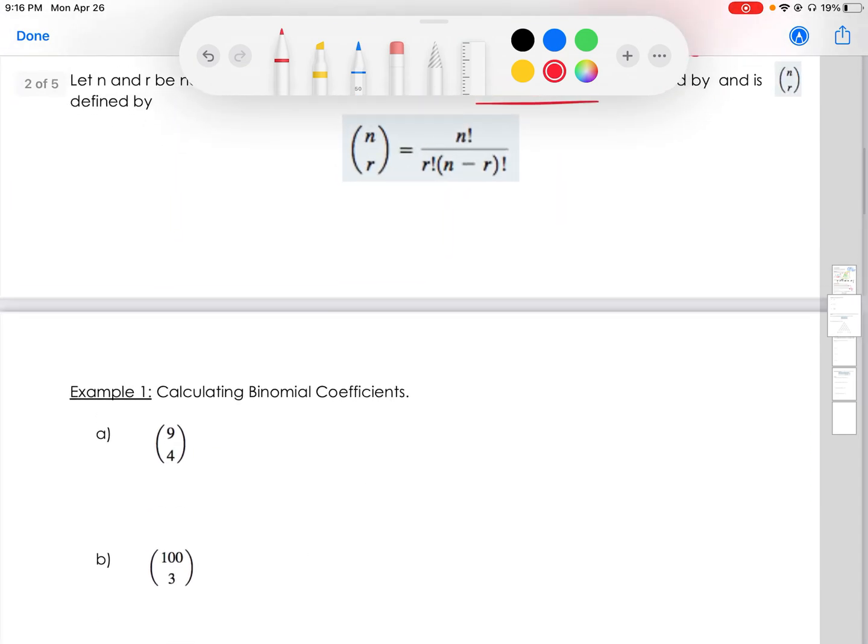Okay. So n is on top and r is on the bottom, and remember, we are just plugging in. So that's going to give us 9 factorial over 4 factorial times 9 minus 4 factorial. All right, well, 9 minus 4 is 5. We can start there.